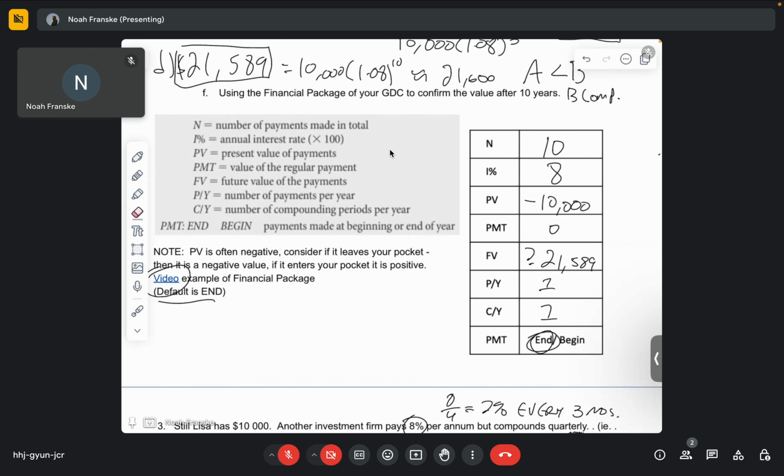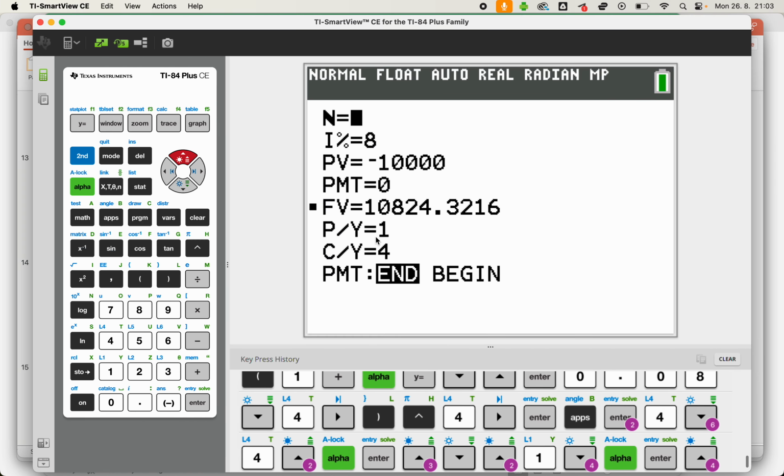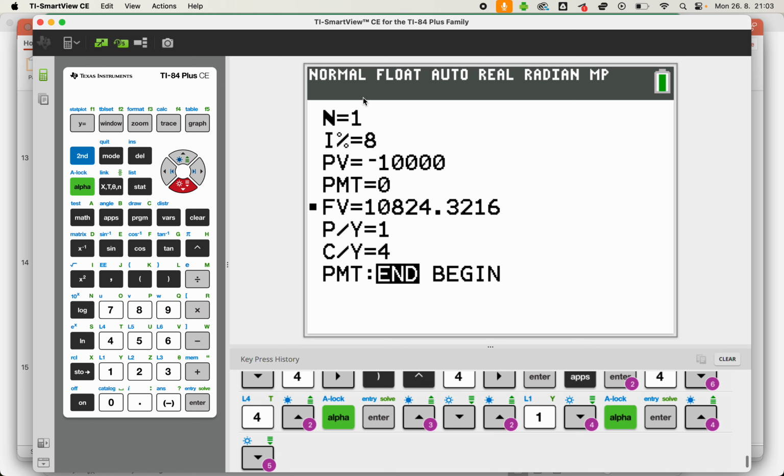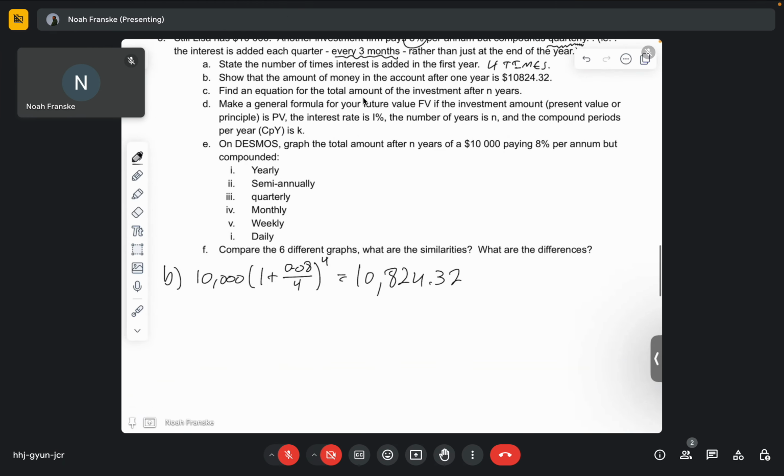N is the number of years. And then, if we do this in the kind of ROP style, N is the number of years, the payments per year and compound per year is what we have to make sure we mess with, right? So 8% per year, but that happens over 4 periods. So then they know to divide it by 4, and that gives us the 10,824.32, which is perfect. That's what we were looking for. All right, so we got B, and we checked with the TVM, and it worked out just great.